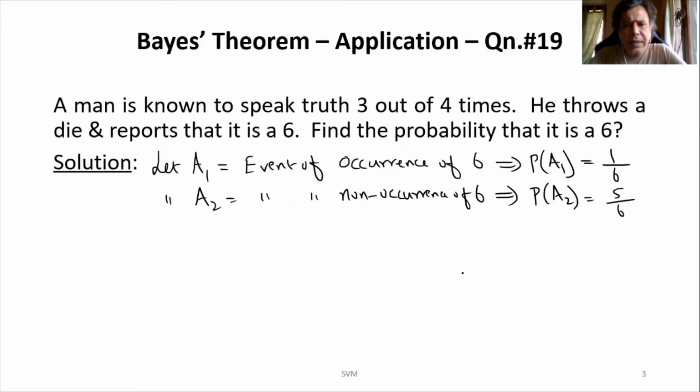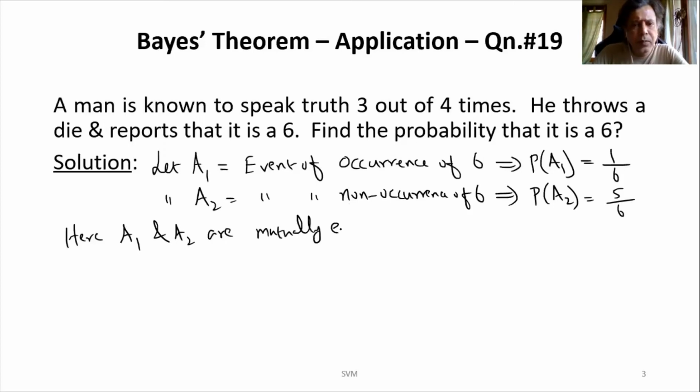So one thing is clear that either 6 occurs or 6 doesn't occur. If it occurs, this avoids this. If this occurs, this prevents this. And this total is also 1. So I can clearly say that here A1 and A2 are mutually exclusive and exhaustive events.